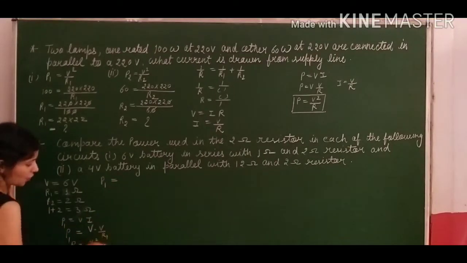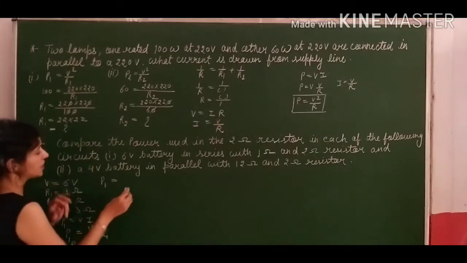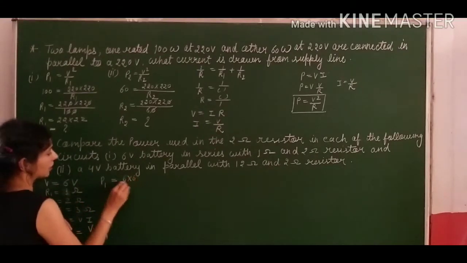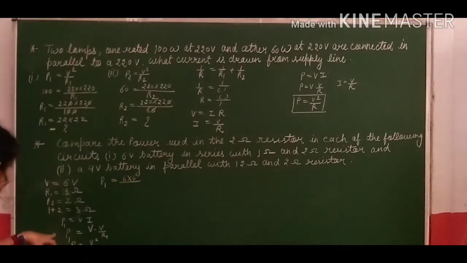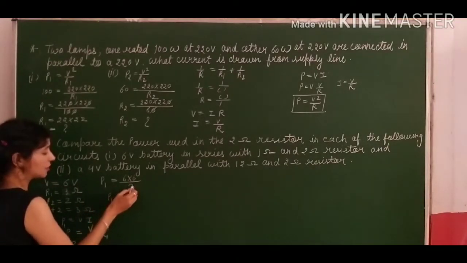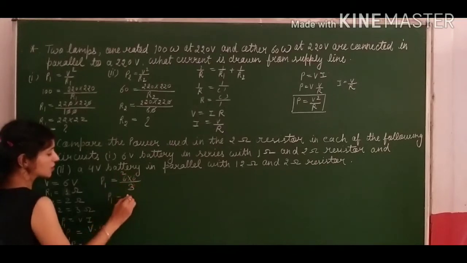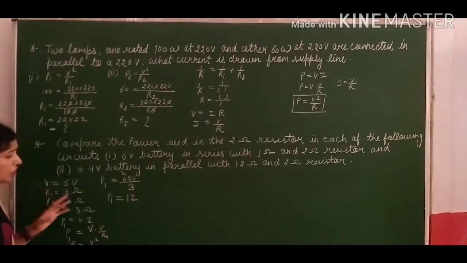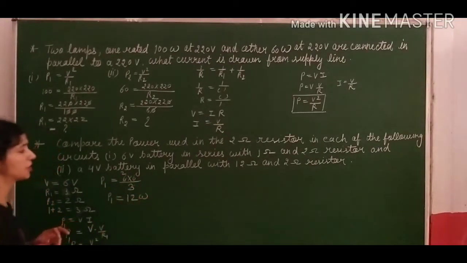Now this is for R1. V is given as 6, so 6 into 6, and the resistance combination we have got is 3. So P1 is 36 divided by 3, which is 12. So 12 watt will be the power in the first case.